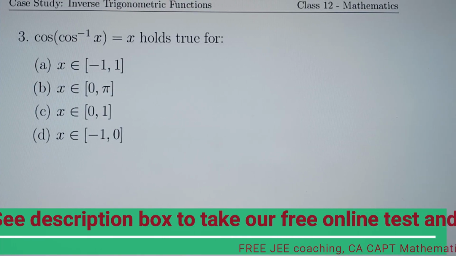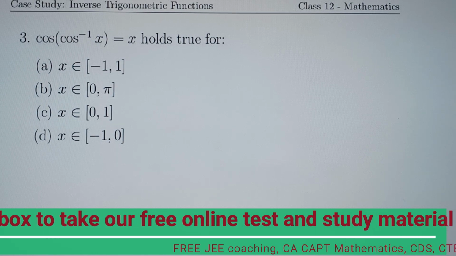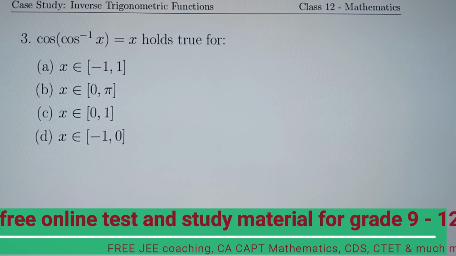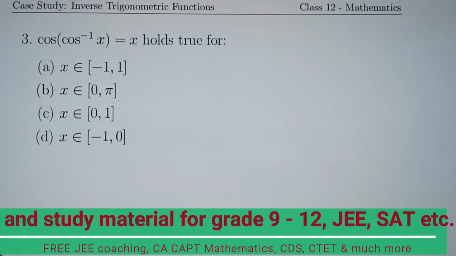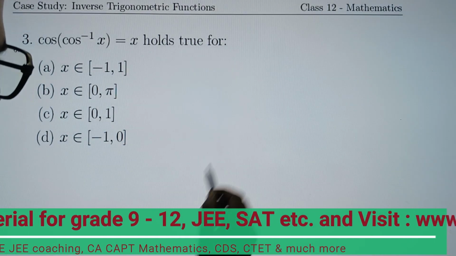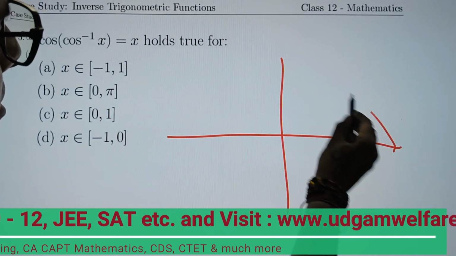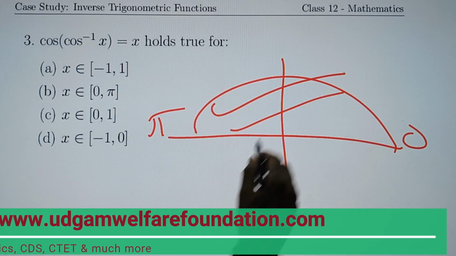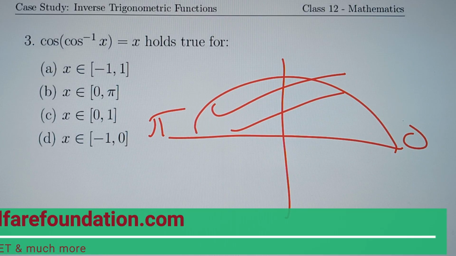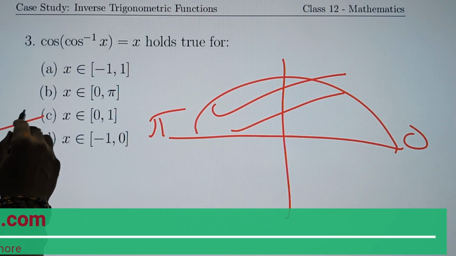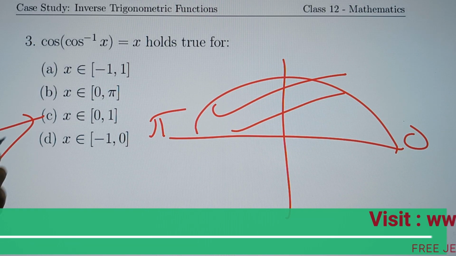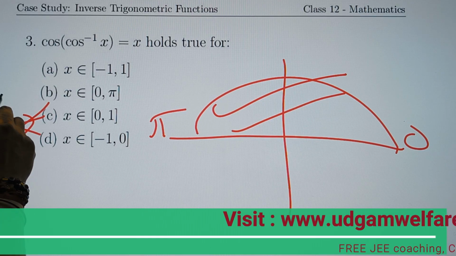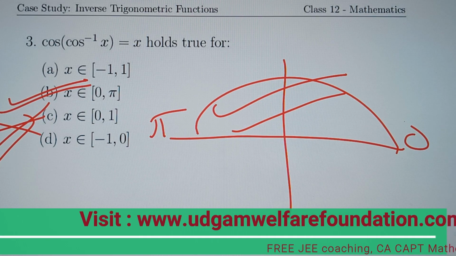So students, this is our question number 3, which states cos of cos inverse x equals x holds true for what? It holds true for this particular area, that means 0 to pi only. So cos of cos inverse x equal to x holds in 0 to pi, so obviously B is the correct answer.